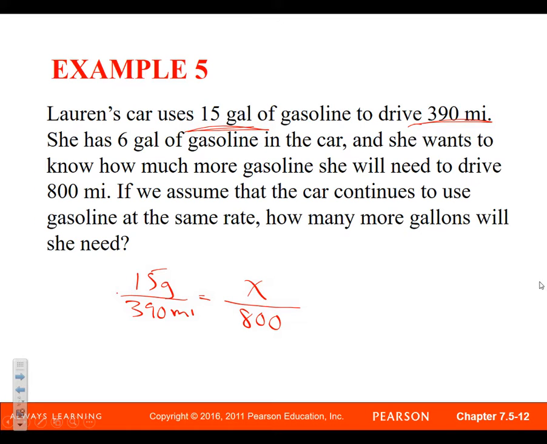That means that in total, here's what I came up with, 30.78. We'll call that 31 gallons, okay? So she needs 31 gallons to drive that much. She already has 6, right? So how many more gallons does she need? Boom, you're done.